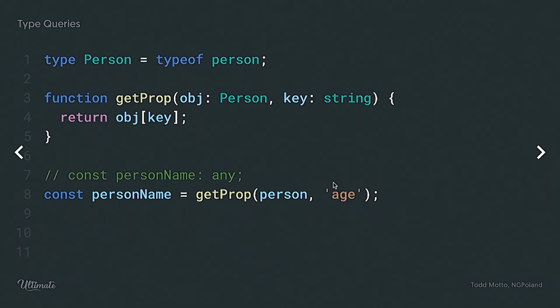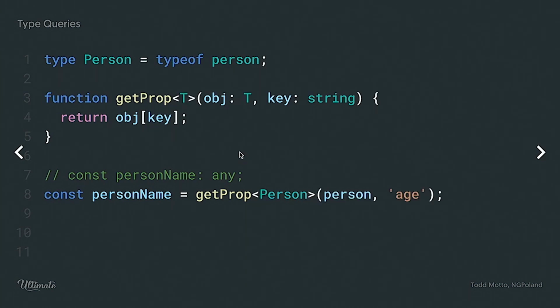Now the other problem is the type of this is any. So the return type isn't being inferred down to us. And you can see the return type will be based off of the object with the key lookup. So that's going to give us the value. So we can take it one step further.